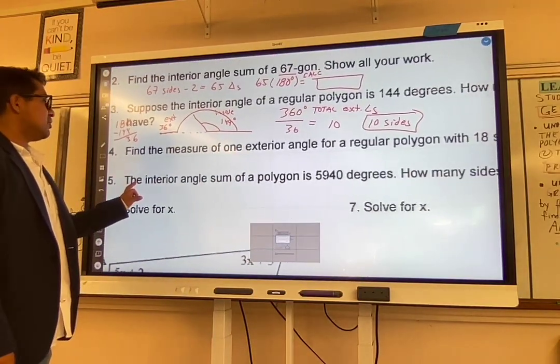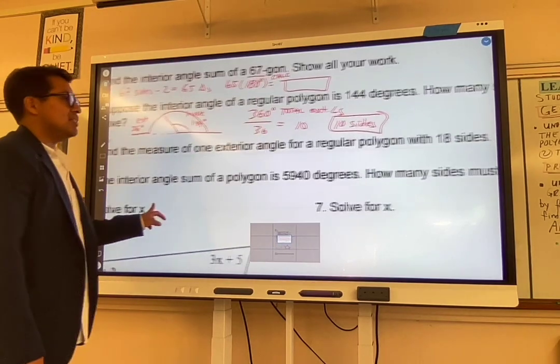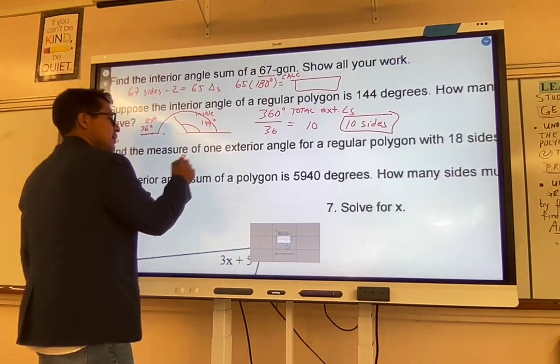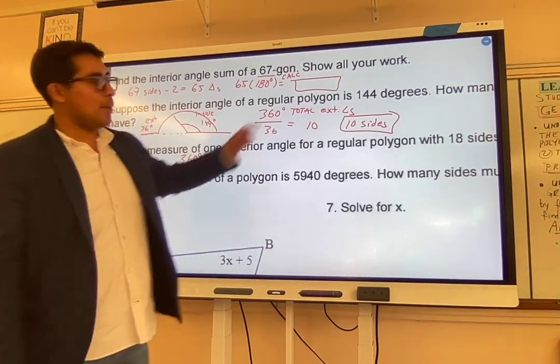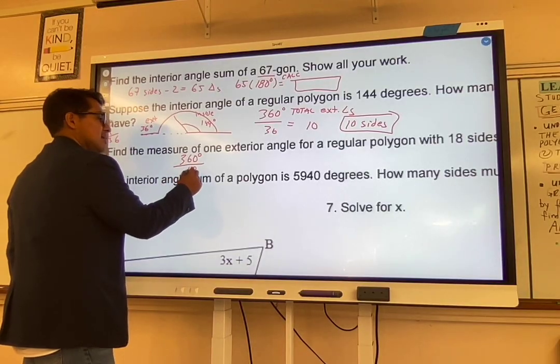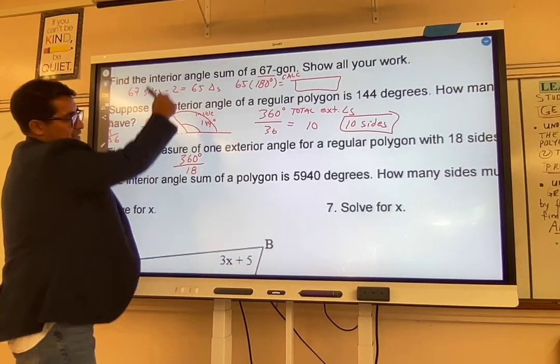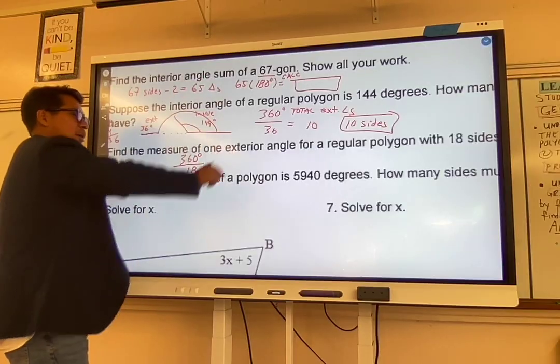Moving on. Next one, question 4. Find the measure of just one exterior angle for a regular polygon with 18 sides. So at that point, that's cake, right? I know 360 degrees is the sum of all the exterior angles. We established that before. But if it has 18 sides, that means there's 18 little exterior angles that go around to make the 360, that when I add them all up, I get 360.